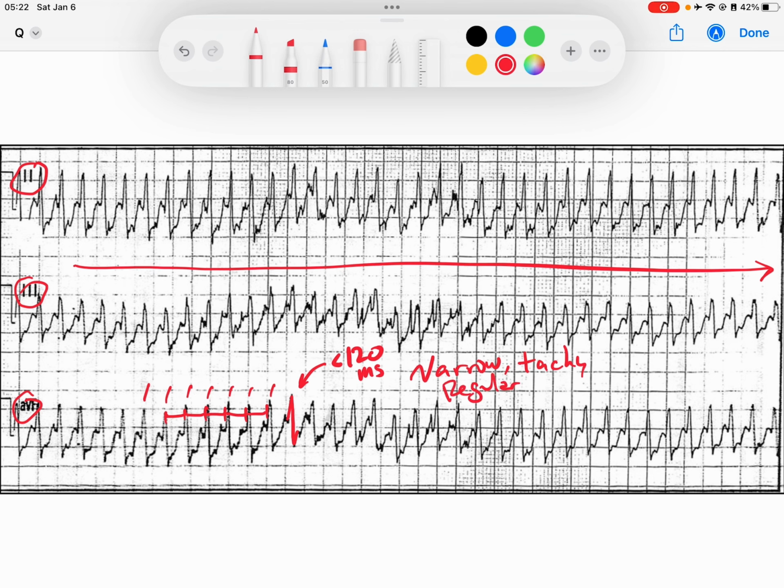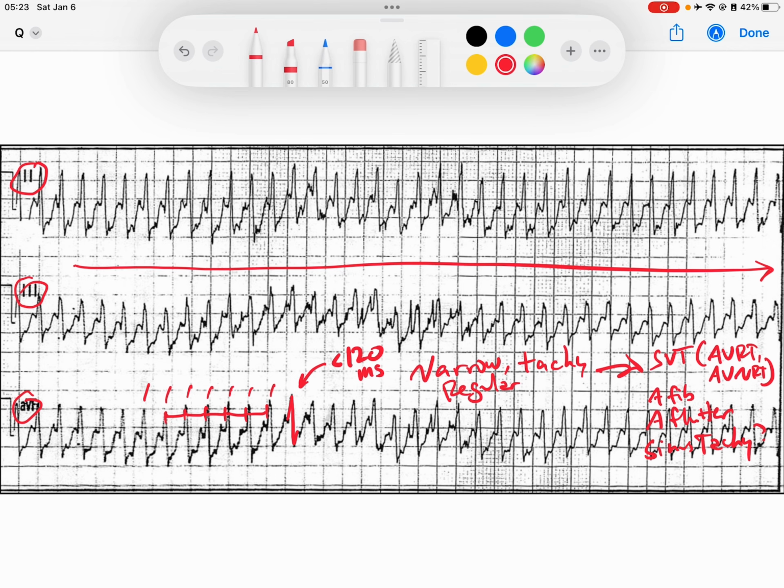So let's go ahead and think, well, what's our differential for this? We could have SVT, which would be like an AVRT or an AVNRT. We could have maybe a regularized AFib, where it's just very regular. We could have a flutter. We could have sinus tachy. Right, so just starting to think through, well, what are we dealing with here? We know it's narrow, so it's going to be coming from at least the AV node and higher as it conducts through the ventricles in the normal His-Purkinje fashion.